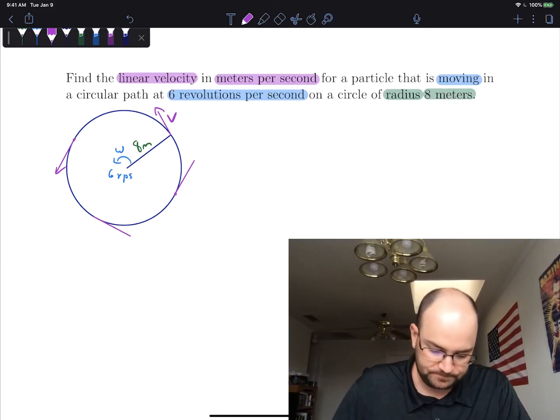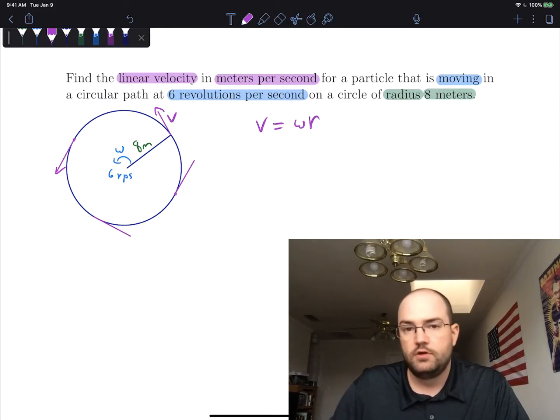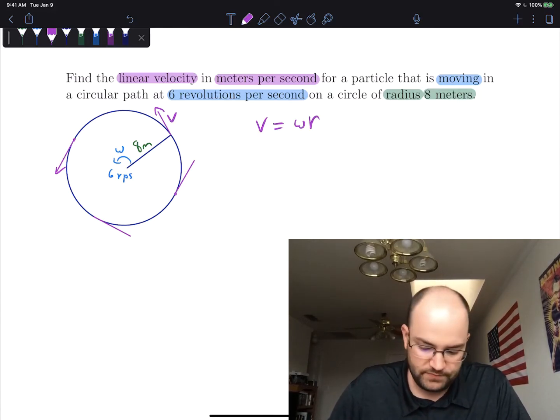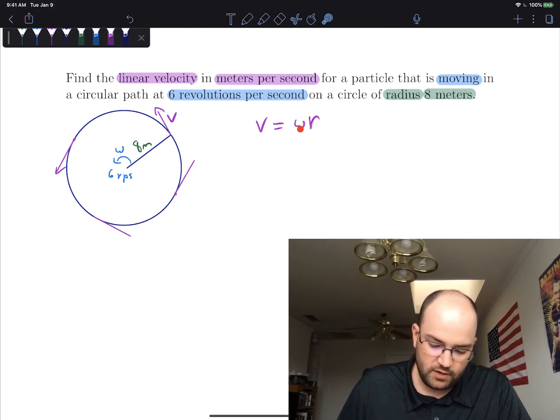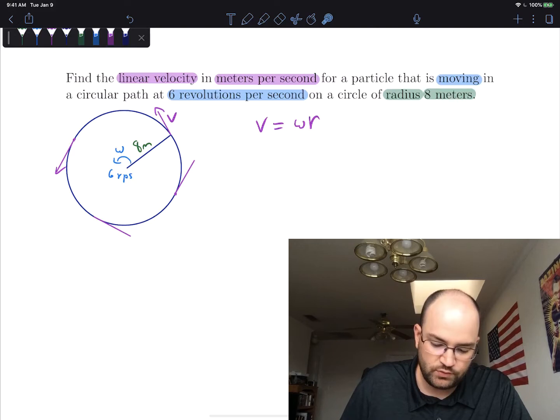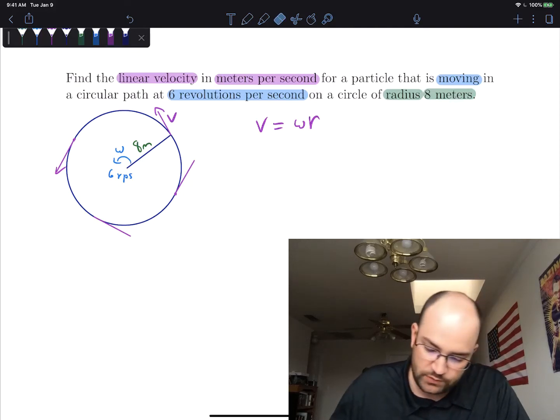So to do that, we have to remember that our formula is V equals omega R, or R omega. I don't really care which one you use, because it really doesn't matter. But we have to make sure that our omega and R are in the correct units. Now, looking at the linear velocity, we want it in meters per second. That means that our radius needs to be in meters. Fantastic, it is. That's what we wanted.